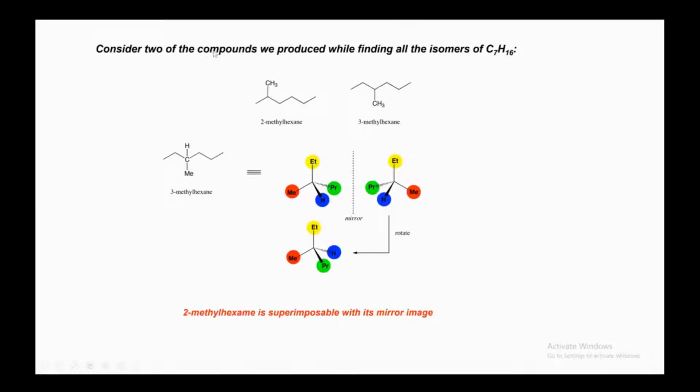And consider 2 compounds we produced while finding all the isomers of C7H16. So this is 2-methylhexane and 3-methylhexane. Here Et is ethyl, Pr is propyl, and Me is methyl. So if we swap these structures from left to right, the ethyl from the left goes to the right, and the methyl from the left goes to the right, and the propyl from the right goes to the left, and the hydrogen from the right goes to the left. And if we further rotate this compound, then the top one and the bottom one are superimposable with its mirror image. So this is really important. If you want to learn more about stereochemistry, you should be familiar with what a superimposable mirror image is.